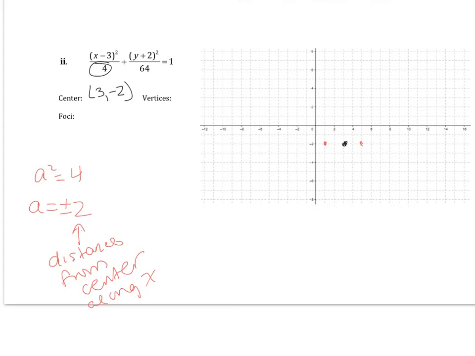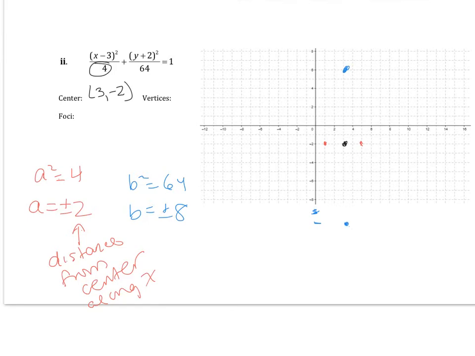Okay, and then likewise we have our b squared value is 64. So b is plus or minus 8. So we're moving 8 units up. This is on the y-axis, 8 units up. This is going to bring us to there. And 8 units down, looks like we're going to run out of room, so I'm going to have to make a 9 and a 10. So it's like down here somewhere.